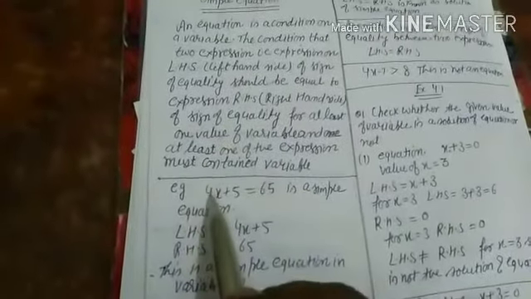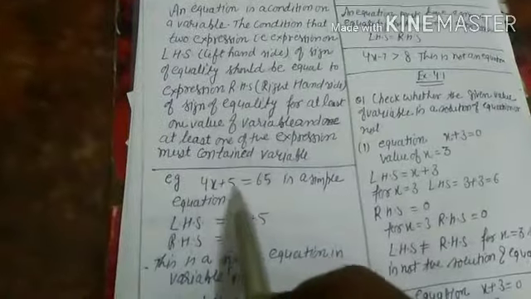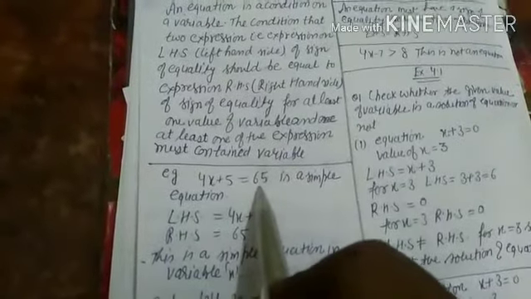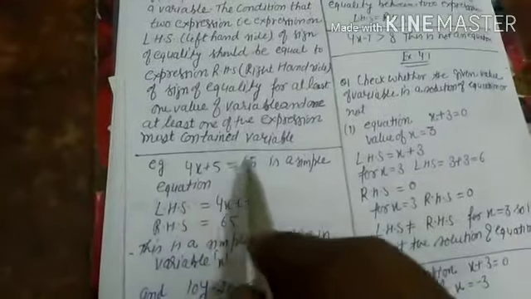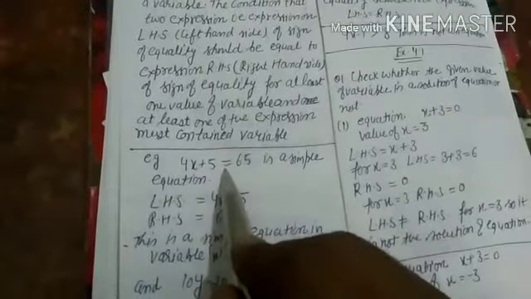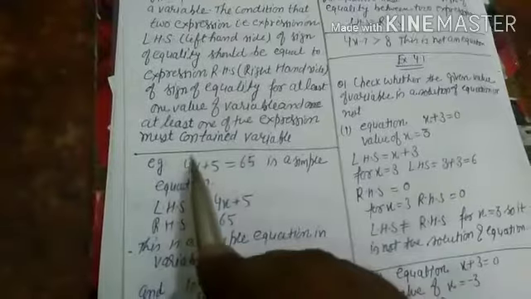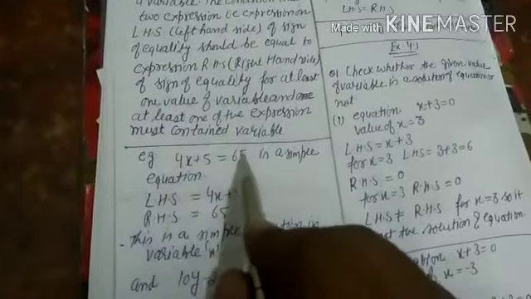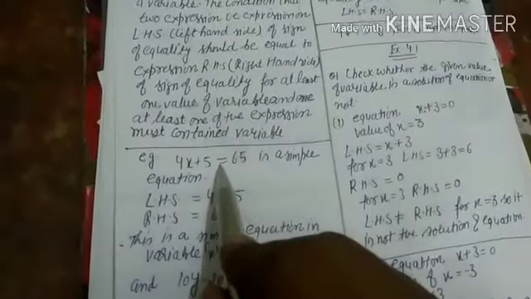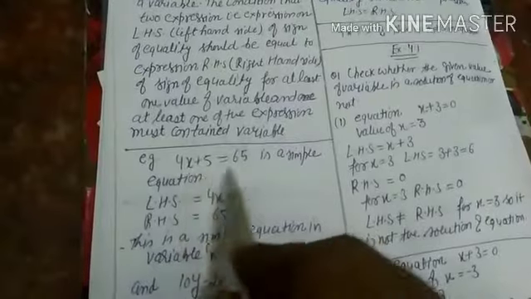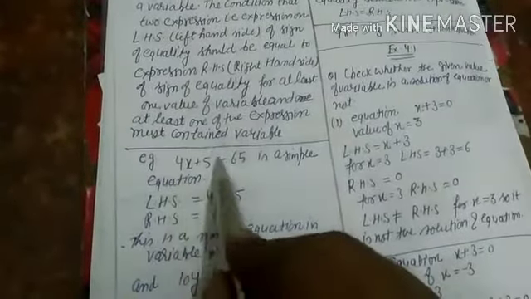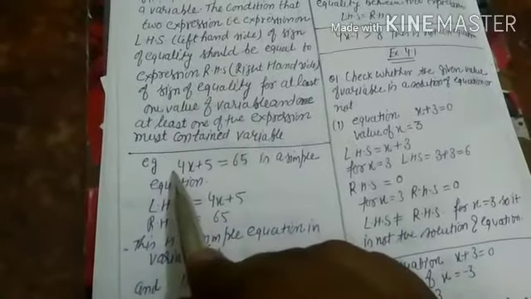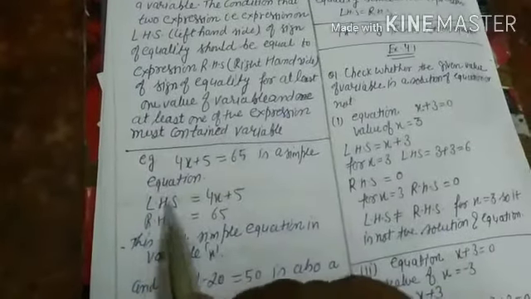Let us say we are given 4x plus 5 is equal to 65. There are two expressions, one is 4x plus 5, the other is 65, connected with a sign of equal. If two expressions are connected with the sign of equal, then an equation is formed, and the expression on the left hand side of the equality is known as the left hand side of the equation.